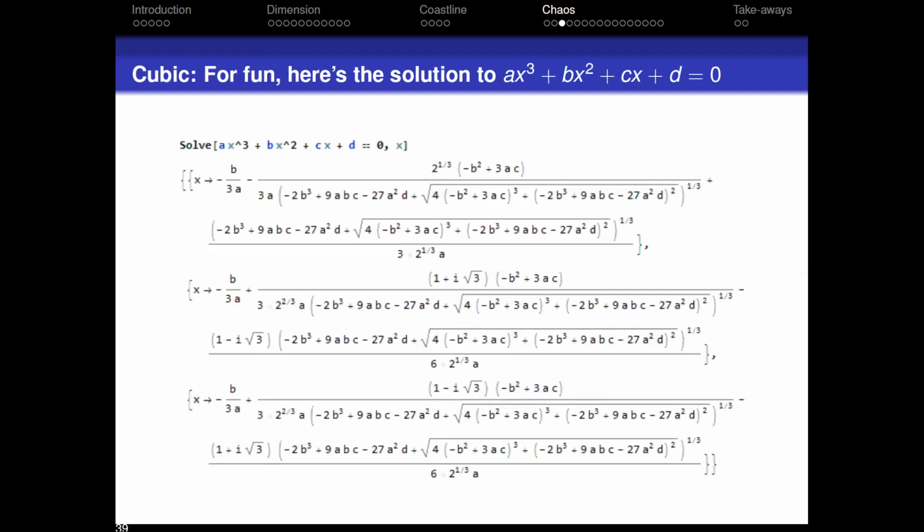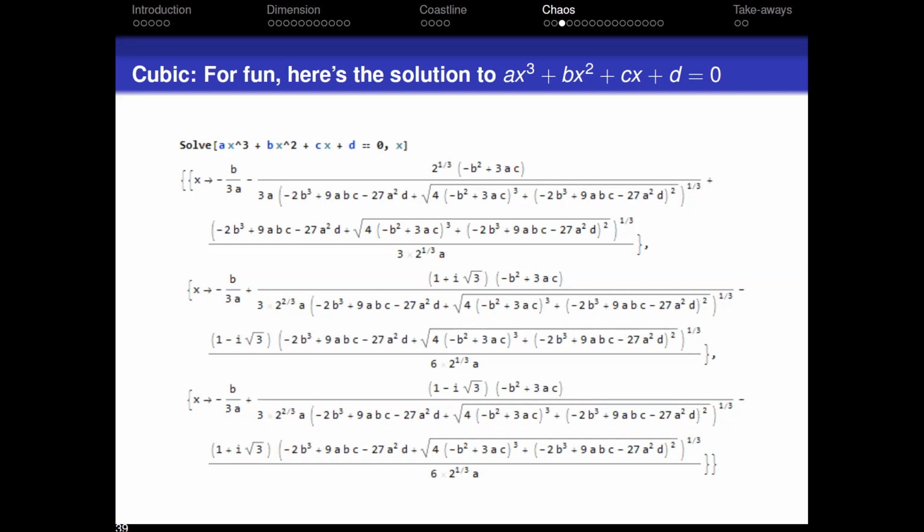So here are the three solutions for the cubic. I could make things a little bit nicer, but I prefer to just have it in its full glory. Without loss of generality, what can I assume about A? I can always adjust so A equals one. I have a non-zero cubic term, so A is not zero. I can divide through by A, and let B prime equal B over A, C prime equals C over A. So without loss of generality, I might as well assume A equals one.